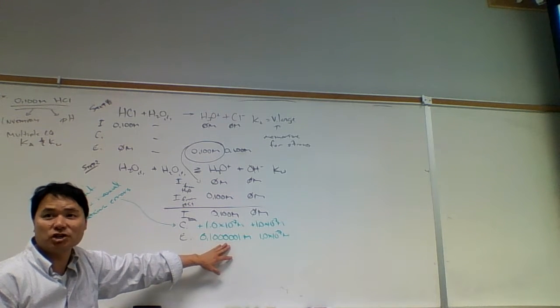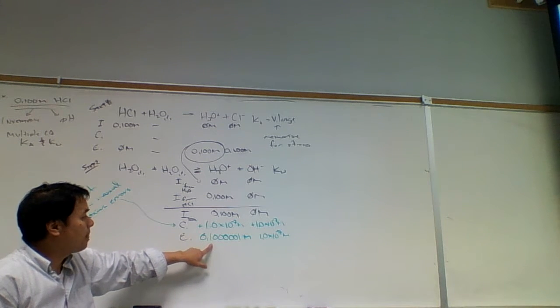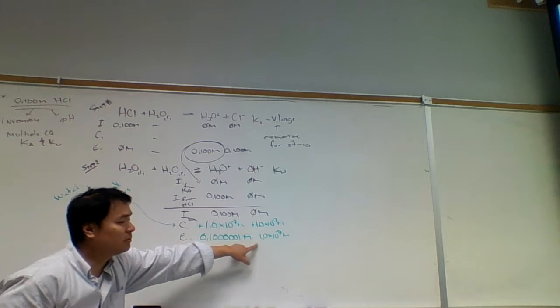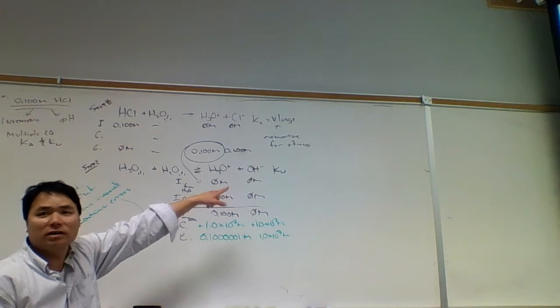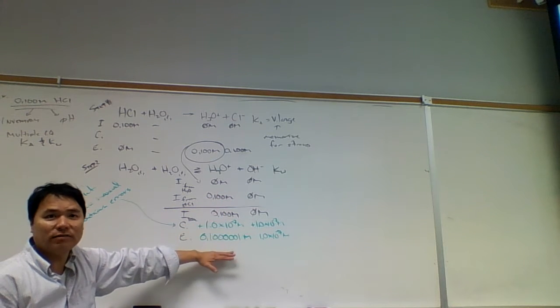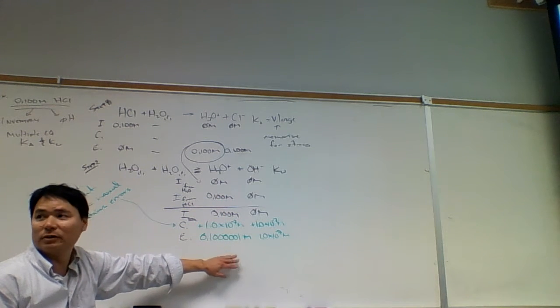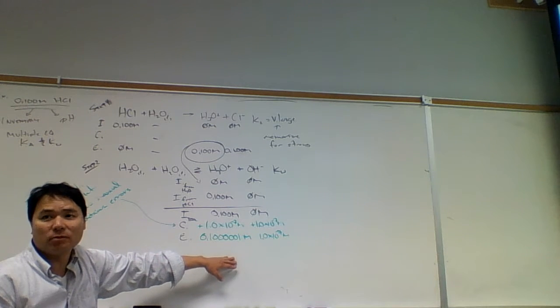If you do the K check, what does your K come out to? If I did a K check right now, it would be 10 to the minus 1 times 10 to the minus 7, which gives you 10 to the minus 8. Is 10 to the minus 8 anywhere near 10 to the minus 14? It's so far off. I don't understand how the book got this answer. This is their answer, and it can't be right.